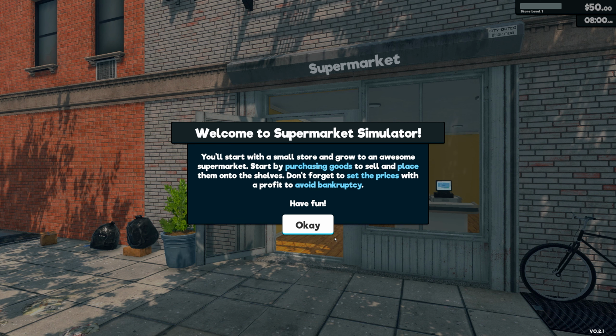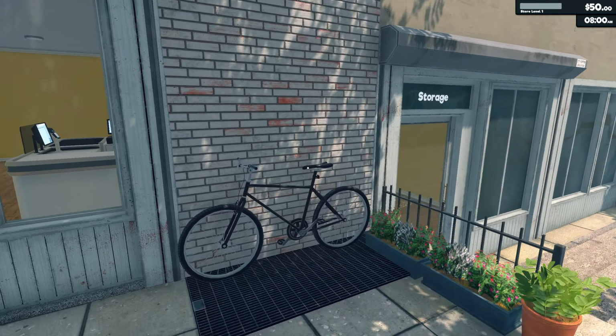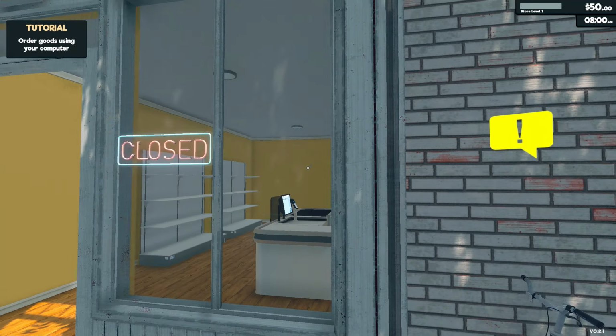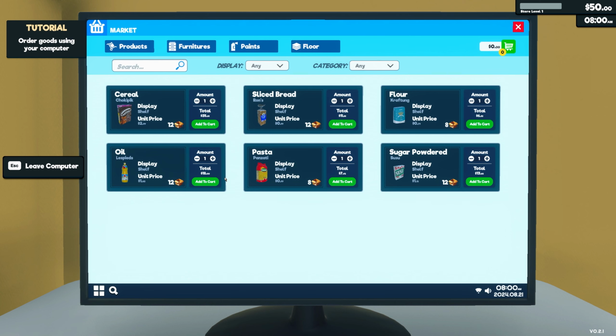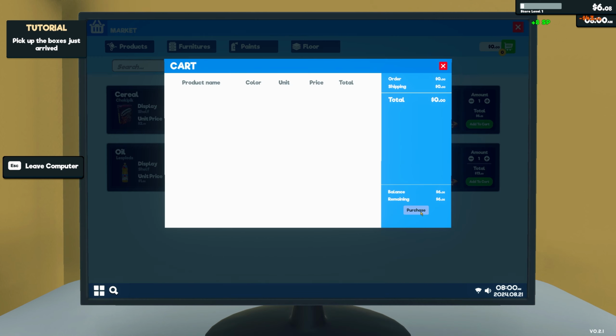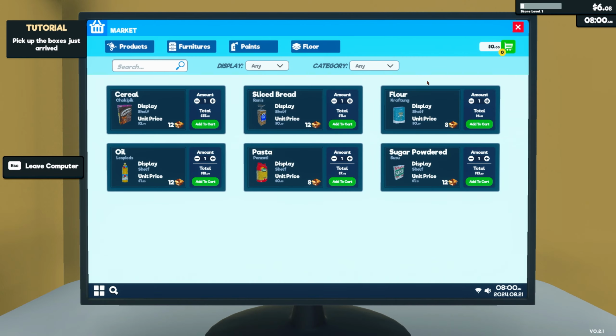Okay, you'll start with a small store and grow to an awesome supermarket. Start by purchasing goods to sell and place them on the shelves. Yeah. We know how this goes. It's like the grocery store simulator thing. Okay, so what we need to do is order goods. Market, what do we want to sell? We only have $50. Ooh, that's difficult. Let's sell flour, and let's just sell as much as we can. Okay, I think that's probably good. Purchase. Now what?